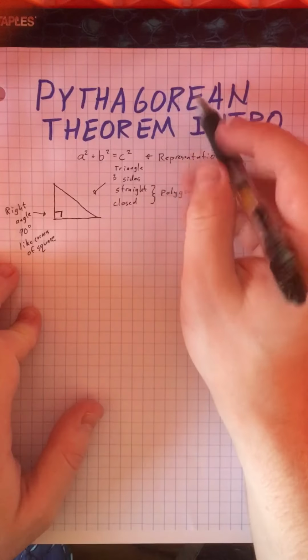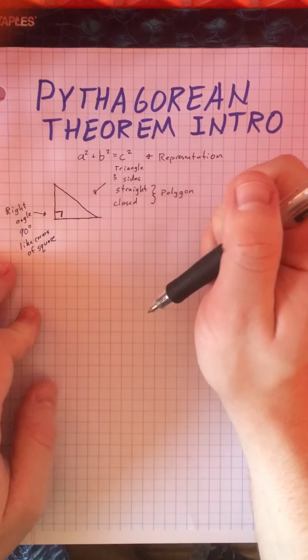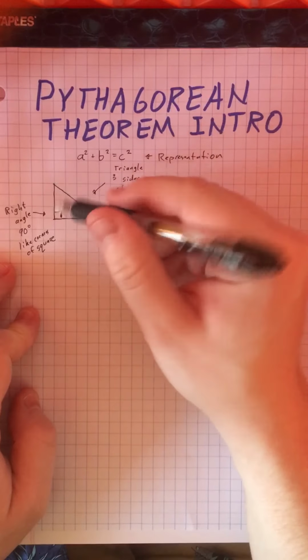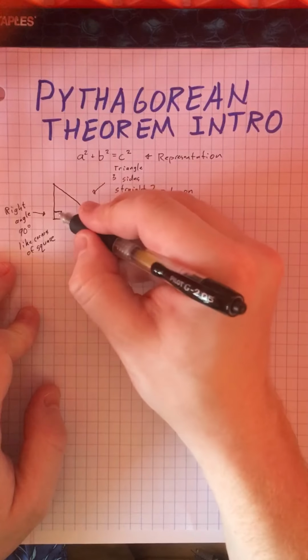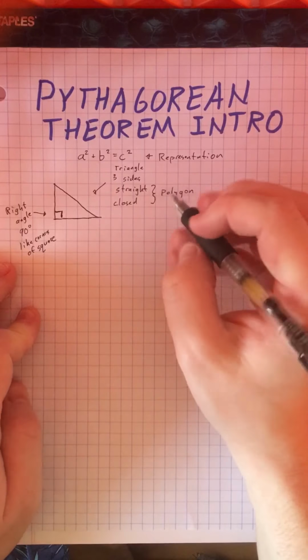The Pythagorean theorem only applies to right triangles. They have some special properties that result from having this 90-degree angle in them. If you do not have a right angle, you cannot use the Pythagorean theorem. If you're not a triangle, you cannot use the Pythagorean theorem. But if you have a right angle and you are a triangle, congratulations, the Pythagorean theorem comes into play.